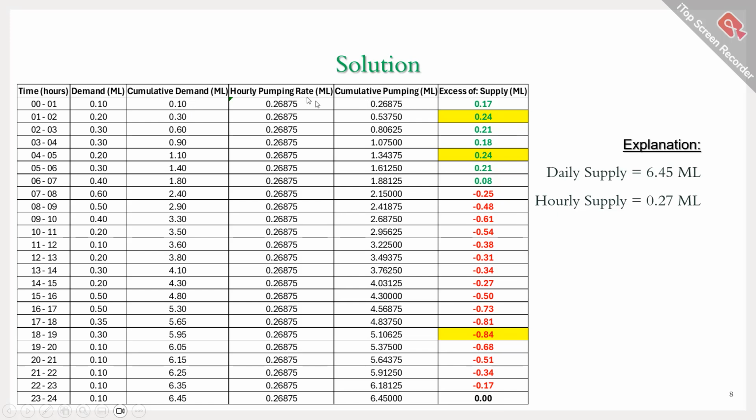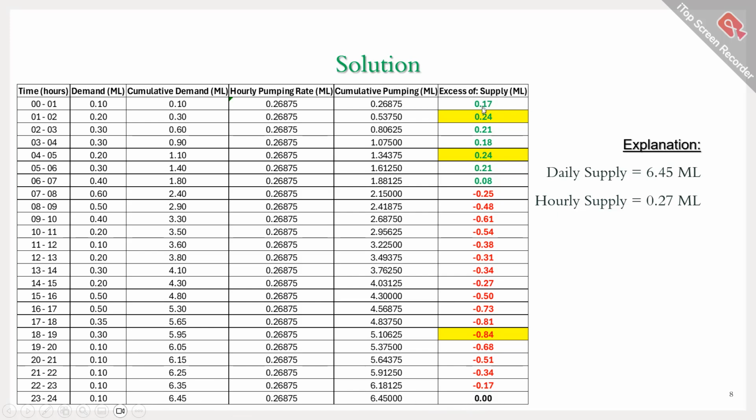We just subtracted the cumulative demand in megaliters of that particular hour from the cumulative pumping in megaliters of that particular hour. So let's say for the 14th hour, we calculated it this way: 3.7625 minus 4.1. That came out to be minus 0.34. In this way we have calculated. At the end of the 24th hour, the value is 0 because the supply exactly equals the demand. So 6.45 minus 6.45 came out to be 0.